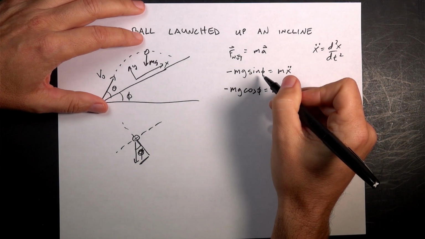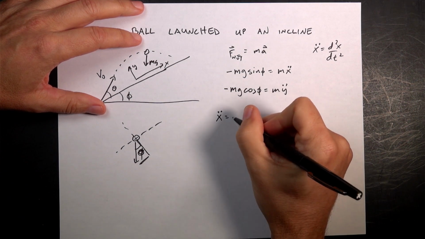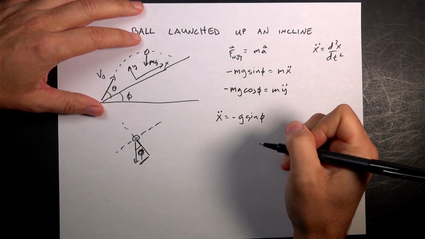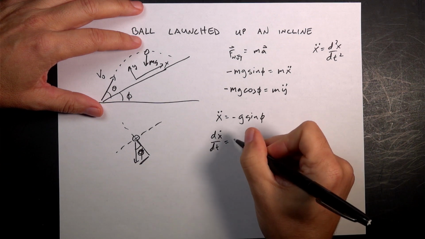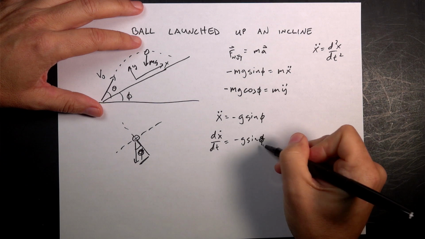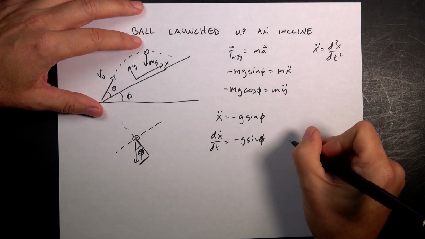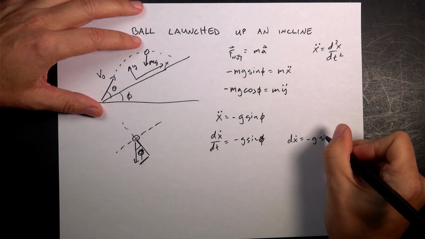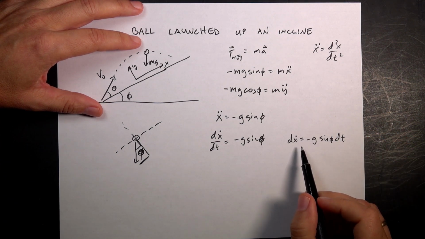Let's start with the x motion first. So I'm going to write this as x double dot equals negative g sine phi. I could write this as d x dot dt equals negative g sine phi. That's a phi. Now I'm going to multiply both sides by dt. So I get d x dot equals negative g sine phi dt. And in this form, I can integrate both sides.